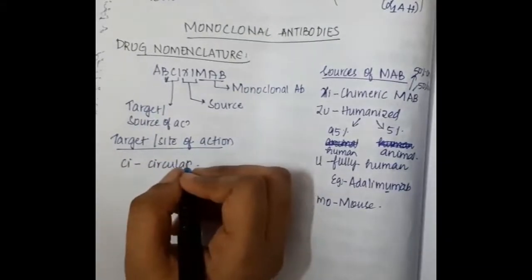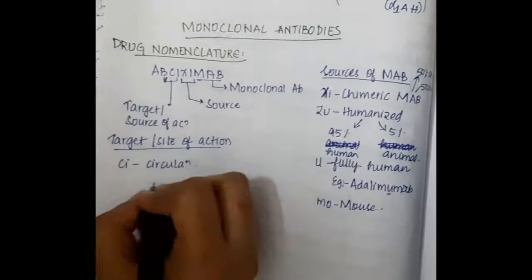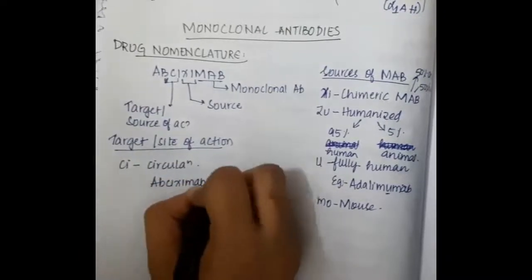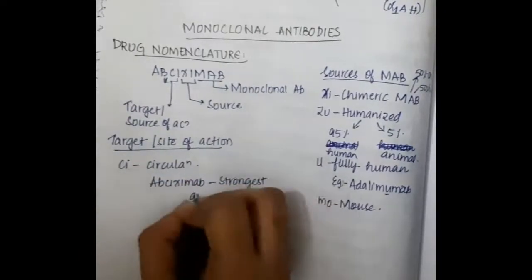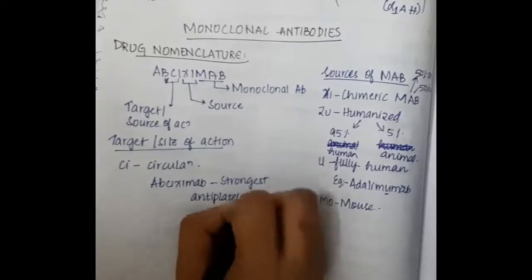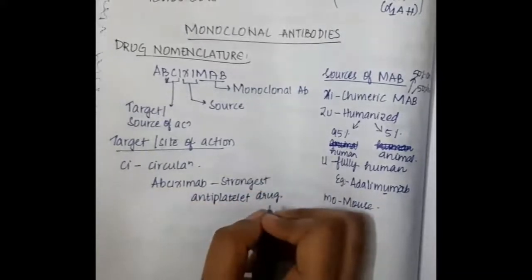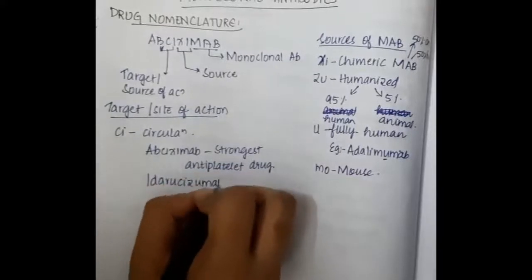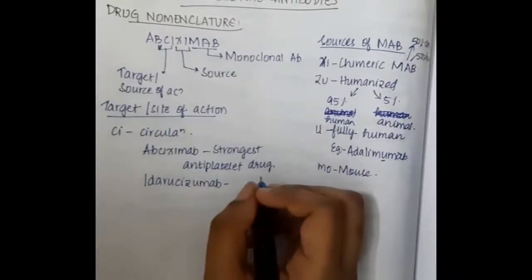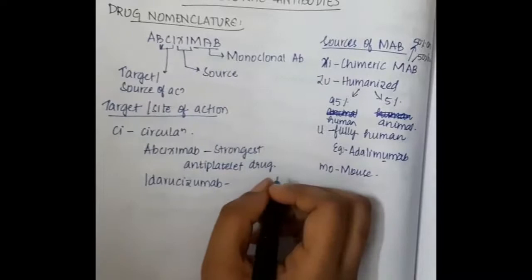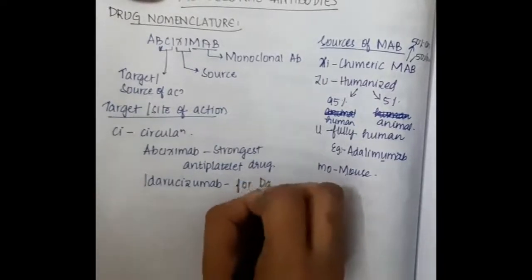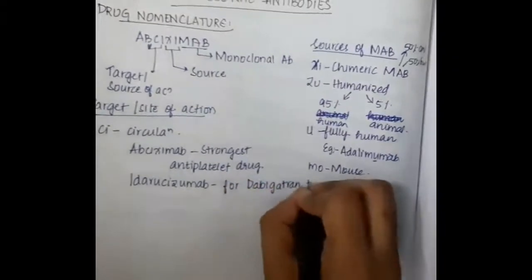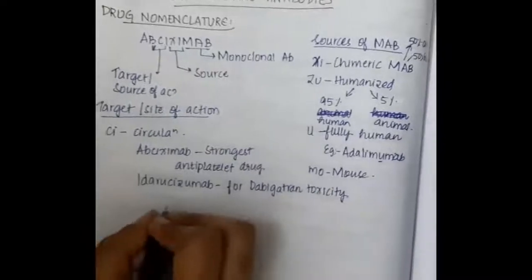In target or site of action, ci is for circulation, which is abciximab. Abciximab is actually the strongest antiplatelet drug. Then we have the drug idarucizumab. Idarucizumab is used for dabigatran toxicity.